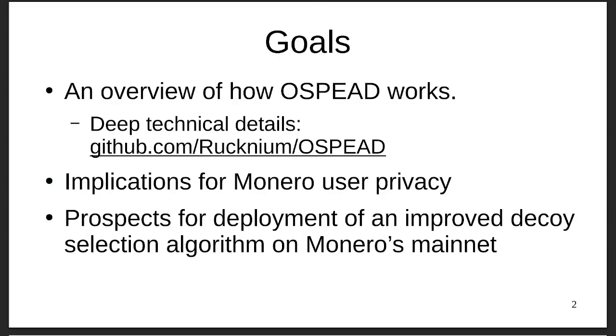The goals of this talk are the following. I will give a high-level overview of how OSPEAD works. It is meant to be a basic, less technical introduction. I cover all the technical details in my OSPEAD repository on GitHub at github.com/rucknium/ospead. We will describe the implications of this research for Monero user privacy. Finally, we will arrive at prospects for deployment of an improved decoy selection algorithm on Monero's mainnet.